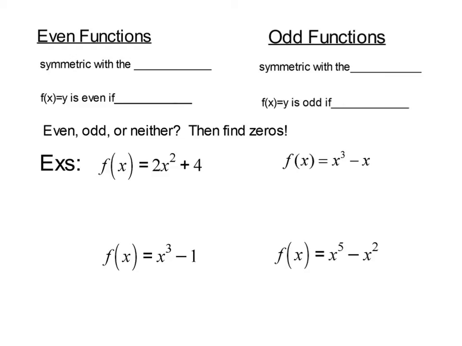All right, so in this part of the screencast, this is part 2 of notes on the second section of chapter 1, 1.2, part 2. And we're going to talk about even and odd functions and about parent functions and transformations. So, even functions. Even functions are symmetric with the y-axis. In other words, they're a reflection over the y-axis.